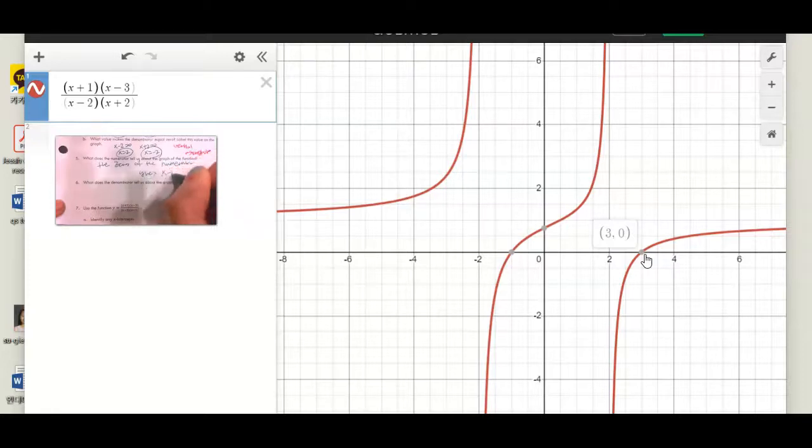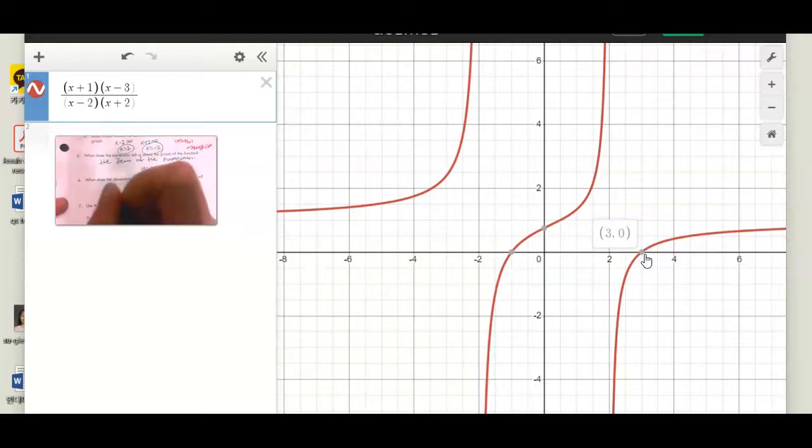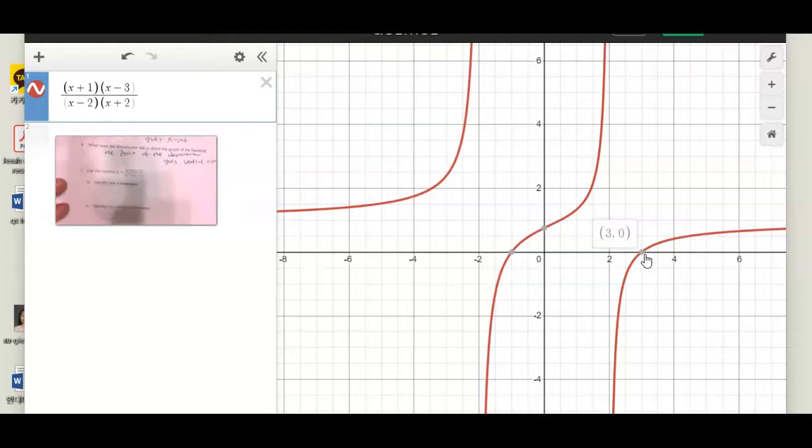Setting your numerator equal to 0 gives you the x-intercept. Next, what about the denominator? When you set the denominator equal to 0, what happened? Those gave you the vertical asymptote. The denominator, the bottom one, gives the vertical asymptote. Cool? Okay.